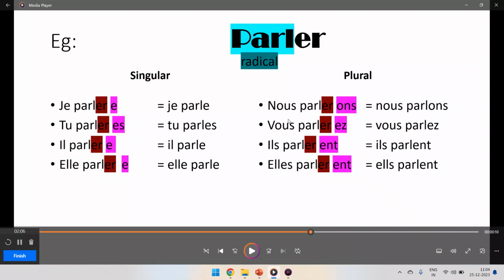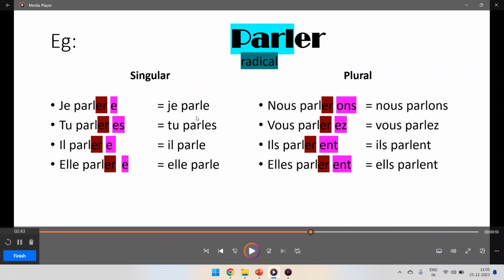So this is how I instruct my kids to start. I ask them to write the eight subject pronouns and the complete set of parler next to them. Then I ask them to strike the ER in all the verbs. Then I ask them to add the endings of the verb. Okay, they'll be adding the endings. Later they are supposed to write the subject pronoun with the radical and its ending together. So it forms the ER verb.